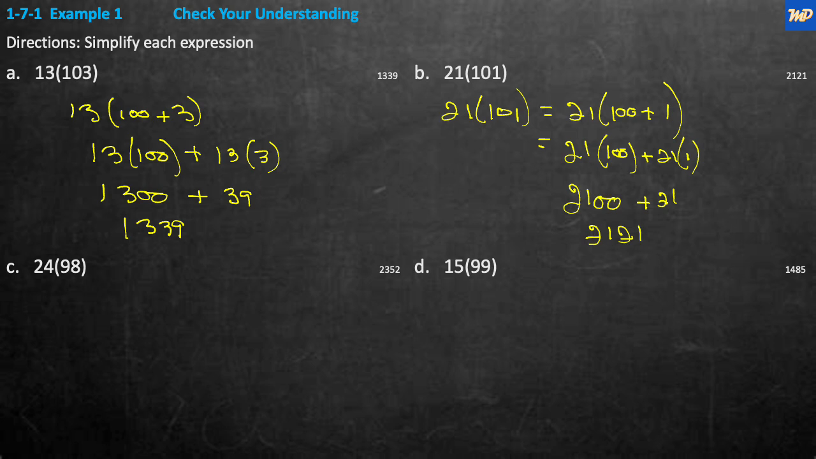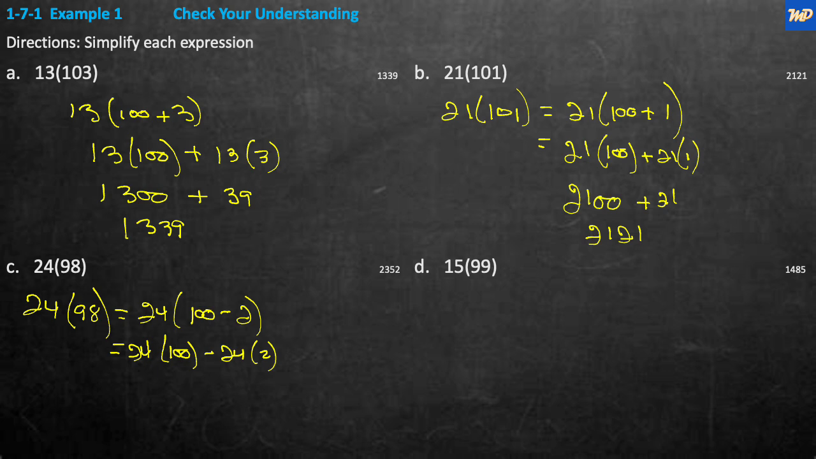How about 24 times 98? And that we can write as 24 times 100 minus 2. And when we do that, we say it's 24 times 100 minus 24 times 2. So now we have that equals 2400 minus 24 twice is 48, right? Minus 48.